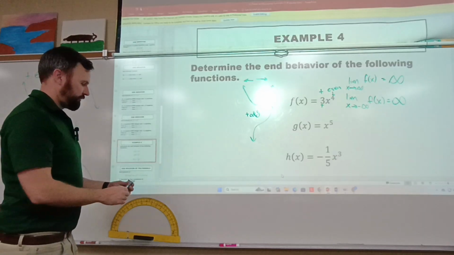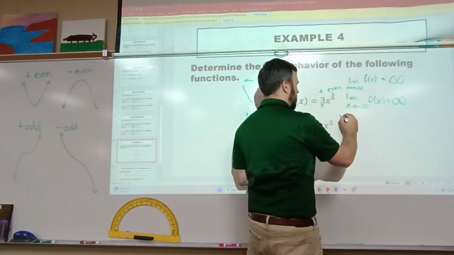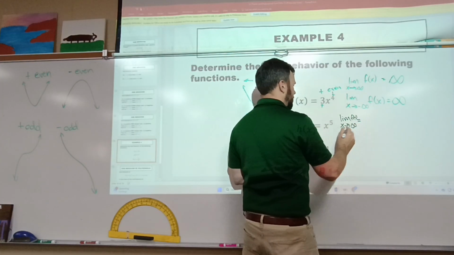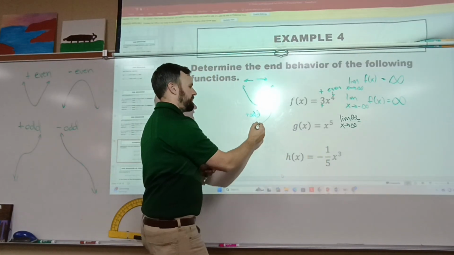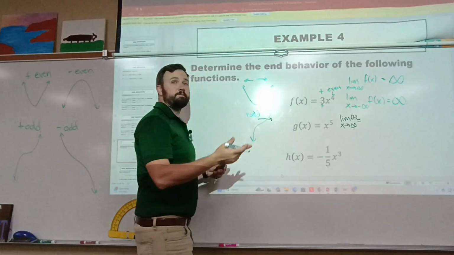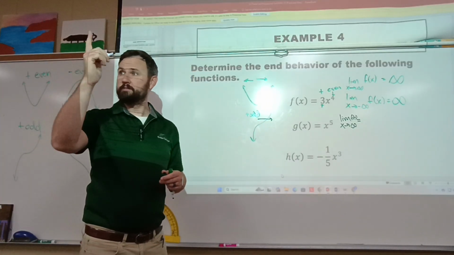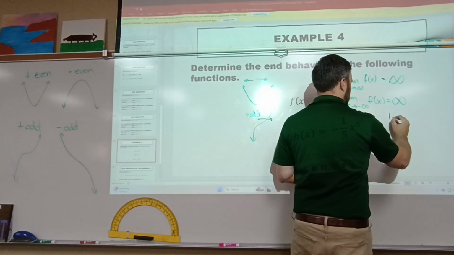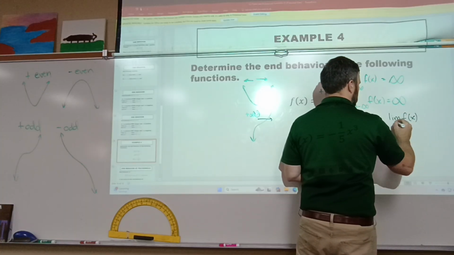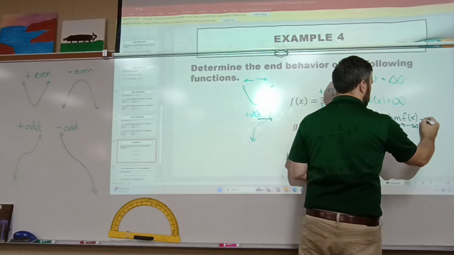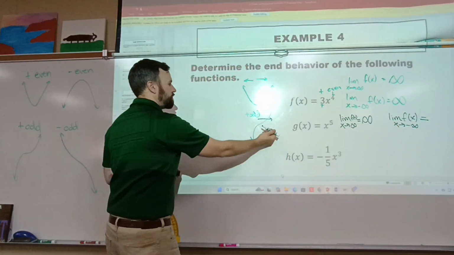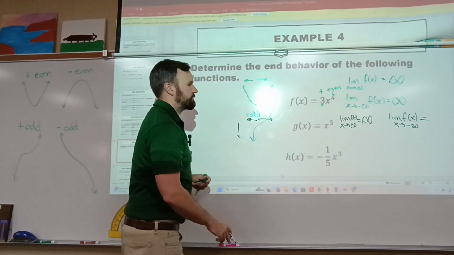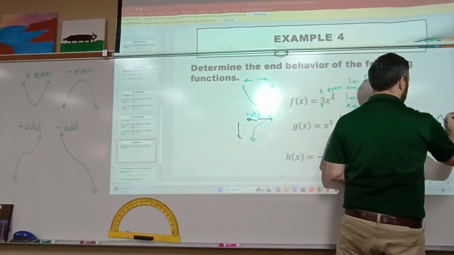Why are all my markers green? Let's do a dark green. So I have my limit as x goes to infinity of f(x). So as I go to the right on this, am I going up or down? Going up. If you're going up, that's infinity. Right away now, I know since it's odd, it's going to be opposite. But I have to do it. As I go to the left, what am I doing? Going down. So that's negative infinity.